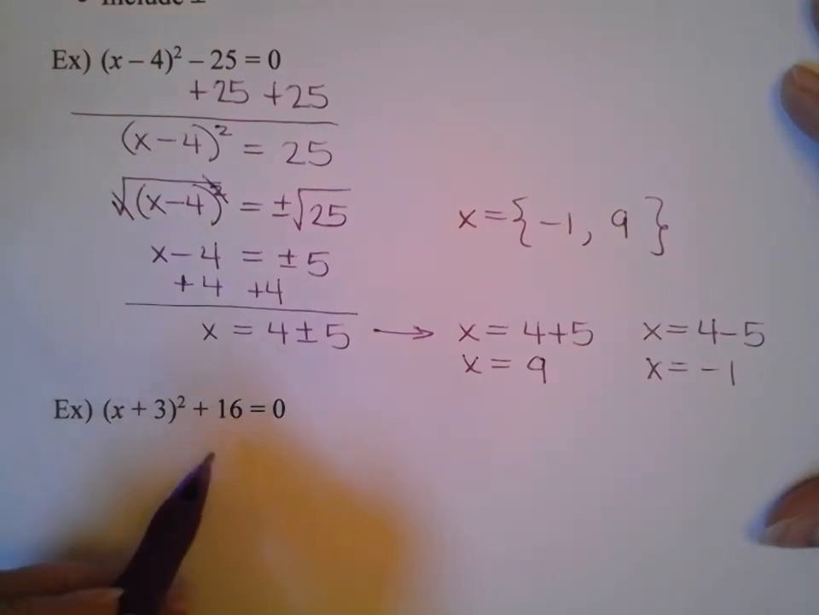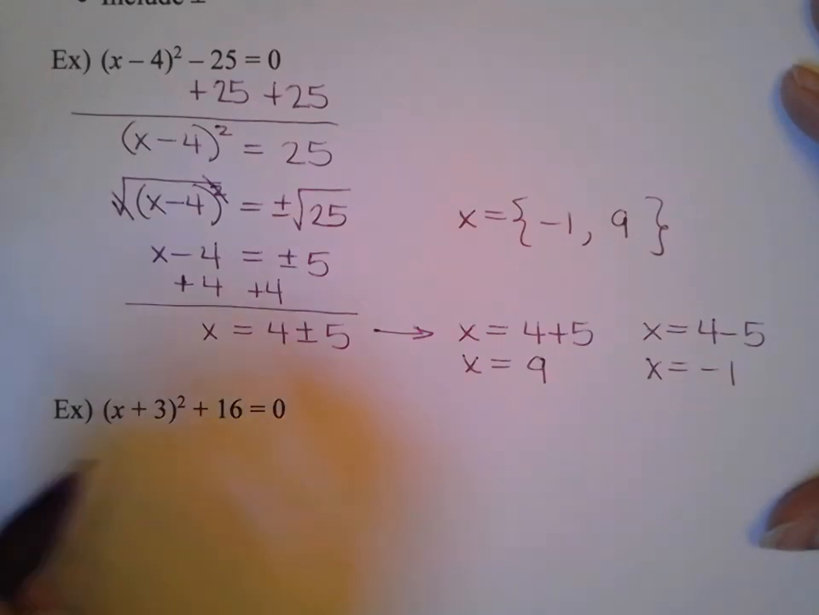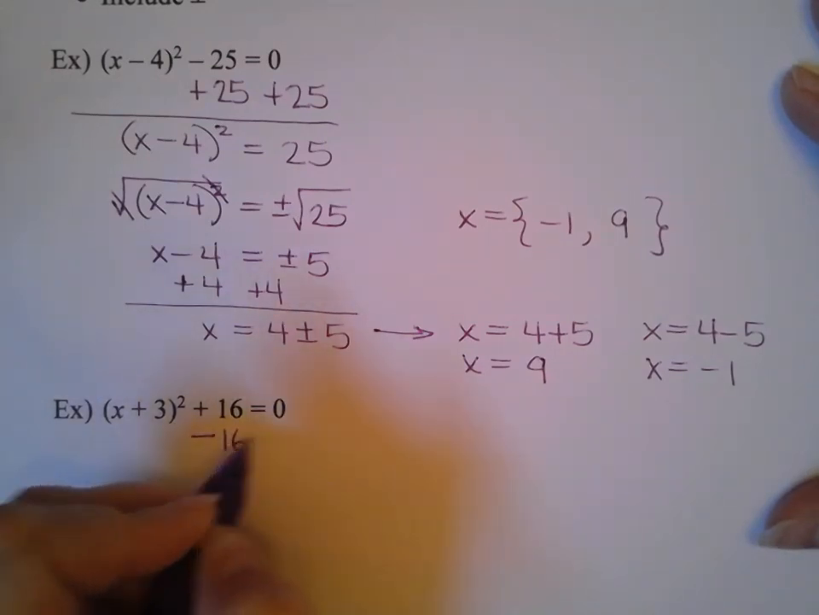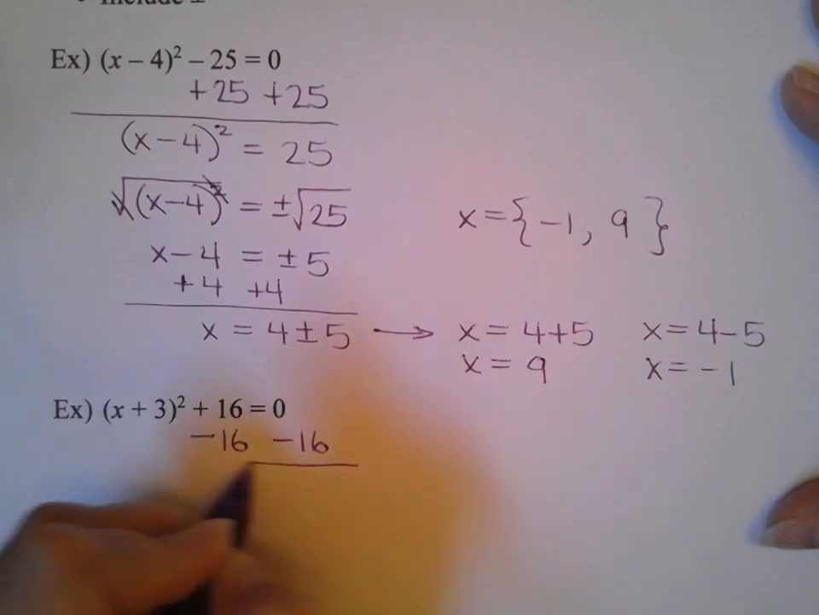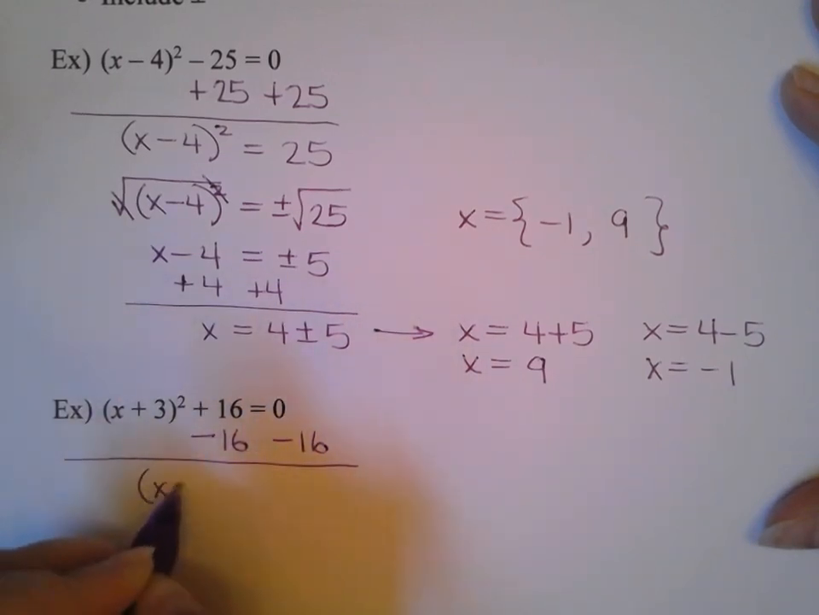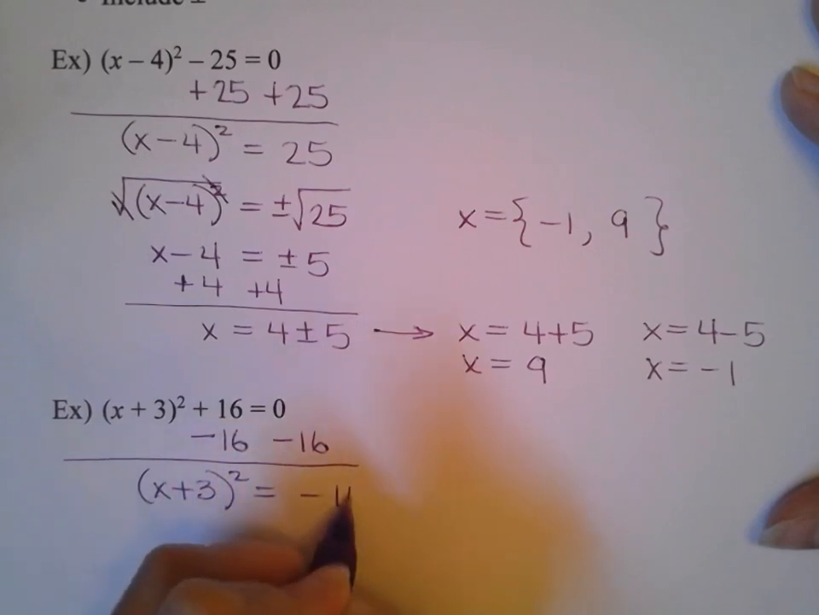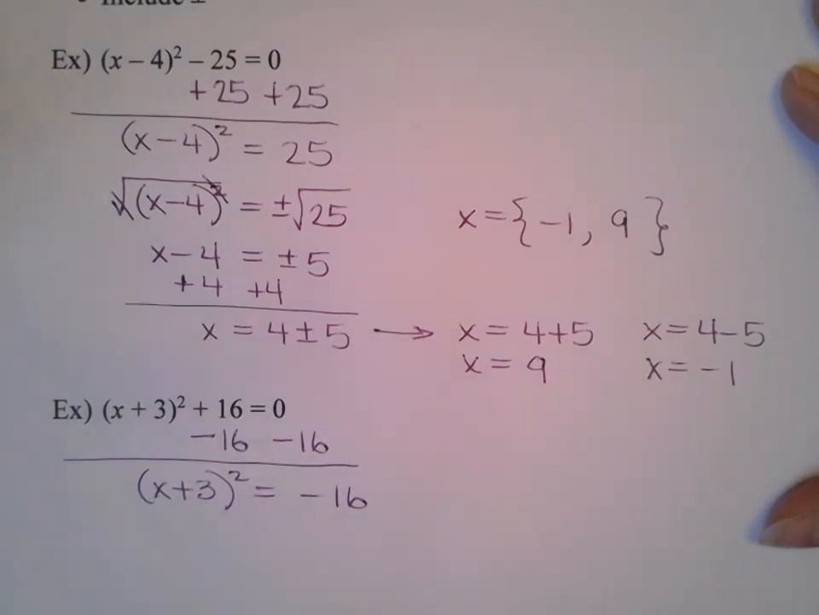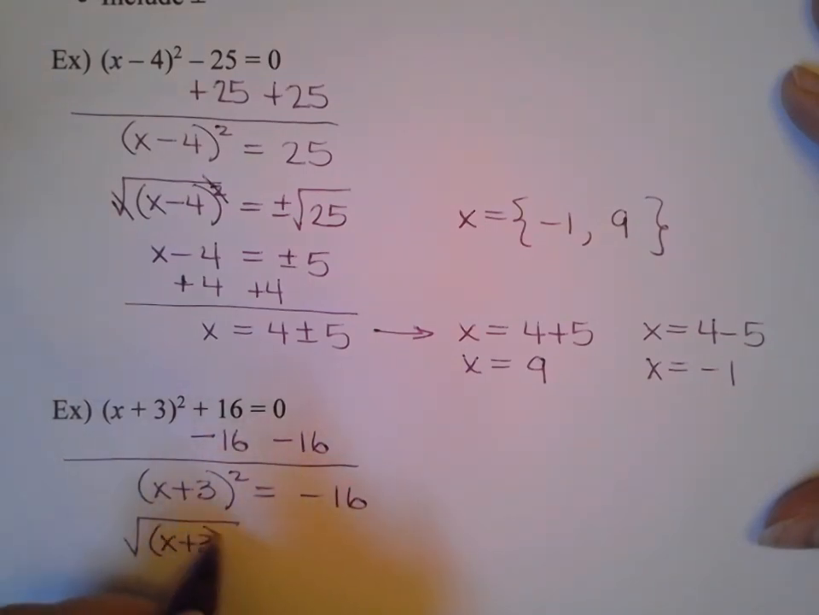Same process. You remember what to do first? We're going to subtract 16 on both sides. And then we want to take away the square, so we're going to take the square root of both sides. Don't forget the plus or minus.